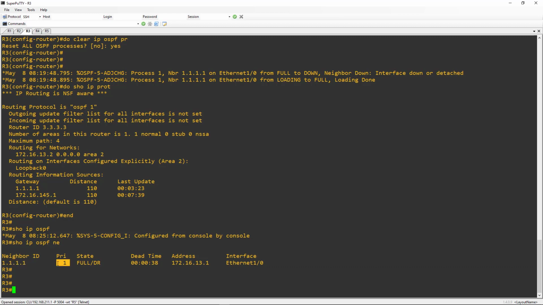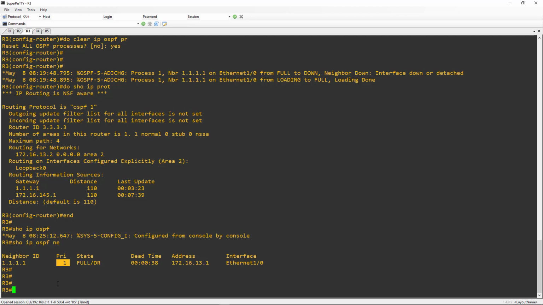The priority represents the interface priority. This is used for the DR/BDR election process on multi-access networks. The default is 1, the maximum is 255. The higher the priority, the more likely it is that you're going to become a DR for a particular multi-access segment. It's not guaranteed, because again, it's a non-preemptive process. So if somebody else boots up before you do, even though you may have a better value, you're not going to become the DR. But the default is 1.